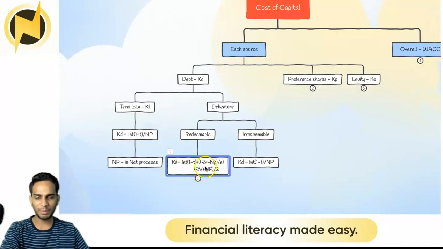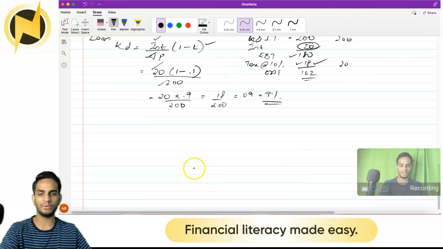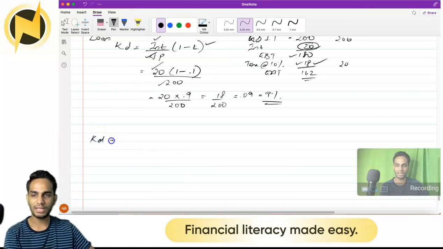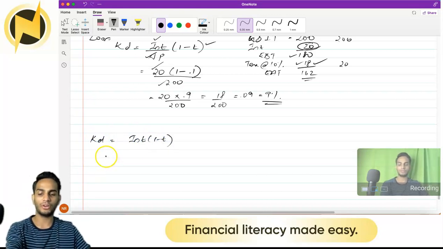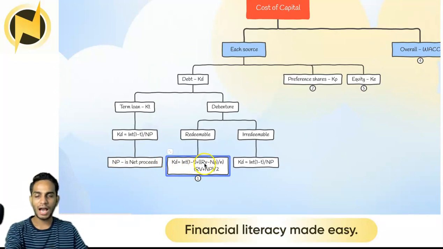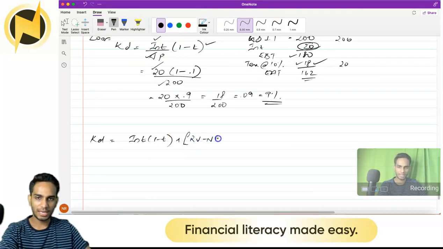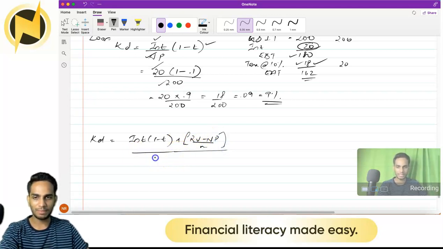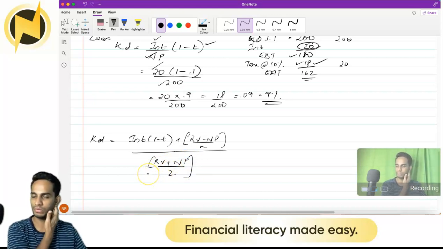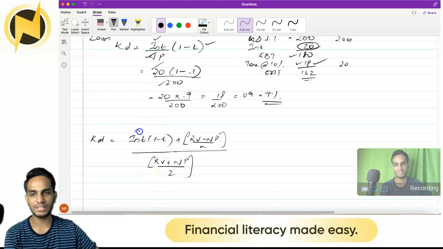If you check here, it might be a bit confusing. I'll explain it to you easily right now. So this is how it's going to be. KD equal to interest into 1 minus T. That's the first part. Let's check the second part. Plus RV minus NP divided by N, and this whole divided by RV and NP, but not minus, rather plus, divided by 2.